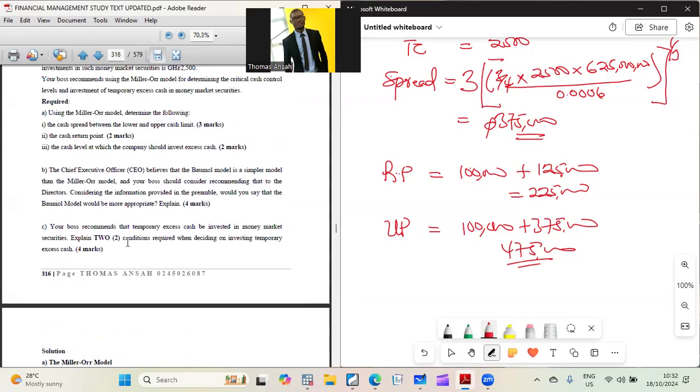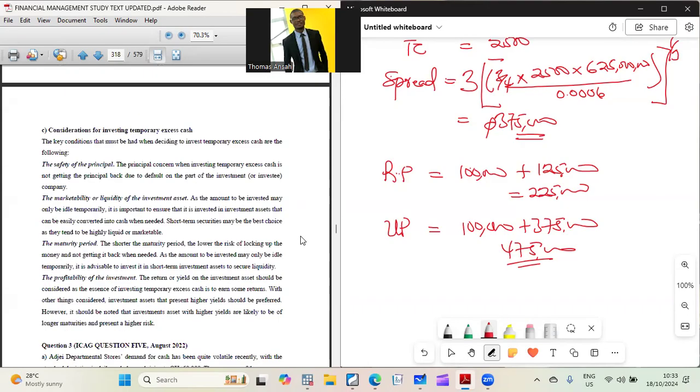One question is saying, would you say the Baumol model will be more appropriate? The CEO believes that Baumol is a simpler model than Miller-Orr, and your board should consider recommending that to the directors. Considering the information provided in the preamble, would you say that Baumol would have been appropriate? Do you have all the information to do the Baumol? The only thing I saw there was the annual demand. Of course, it looks as if there's also the transaction cost, right? But do you have the cost of holding, cost of ordering? All right. So that is that.